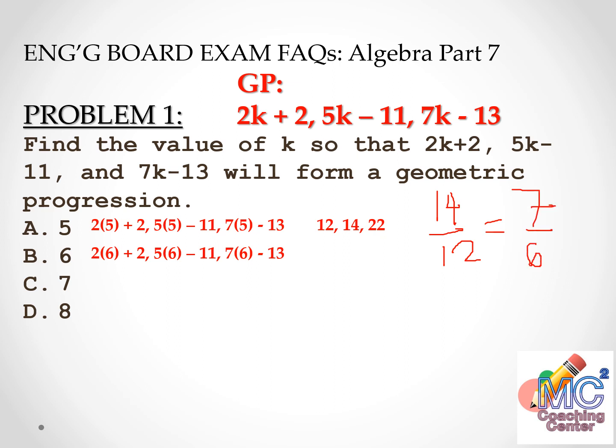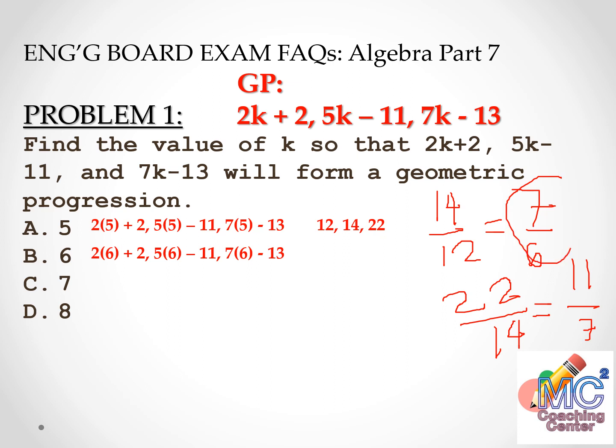Kung pagbabasihan natin itong term na to tsaka itong term na to, 14 over 12. Next naman is 22 over 14. Anong ratio niyan? 22 over 14, that is 11 over 7. Ang tanong, equal ba sila? Therefore, hindi po naka-form ng geometric progression.